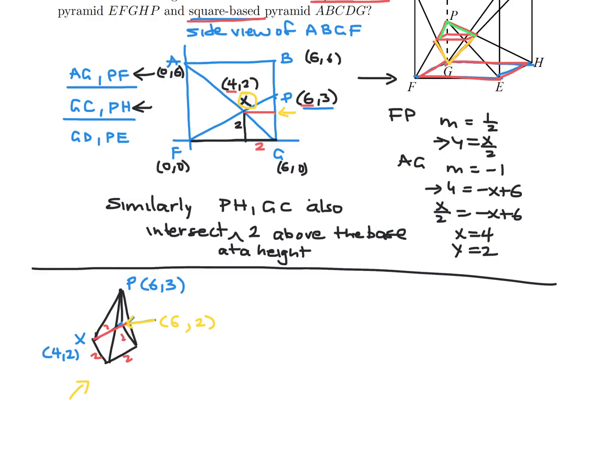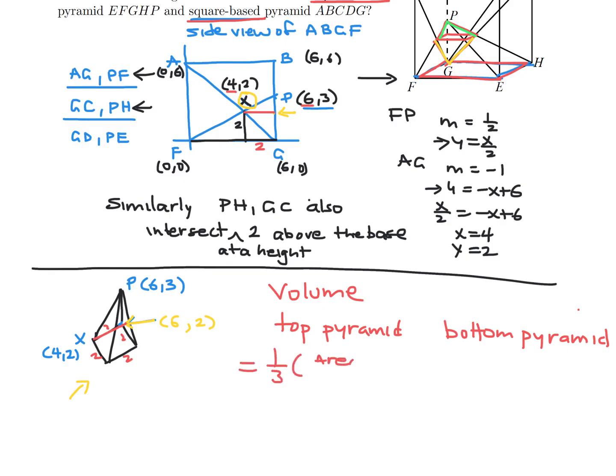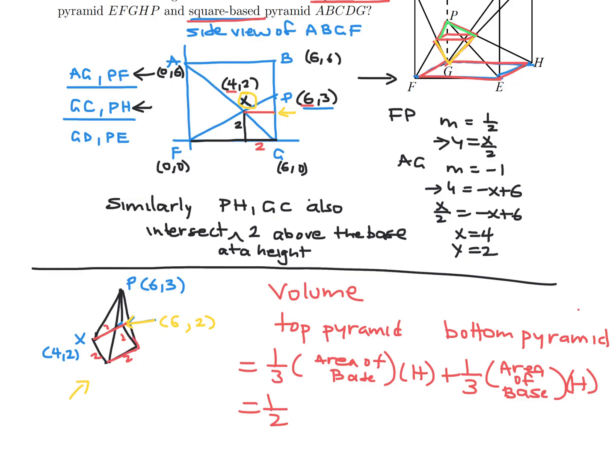Okay, now we can figure out the volume of that region. So we have the top pyramid and then the bottom pyramid. All right, so here we go. The volume would be 1/3 the area of the base times the height. And the bottom pyramid would be, again, 1/3 times the area of the base times the height of that pyramid. Well, the area of the base, this is the base right here. That's a square with side length 2, so that's just 2 times 2.